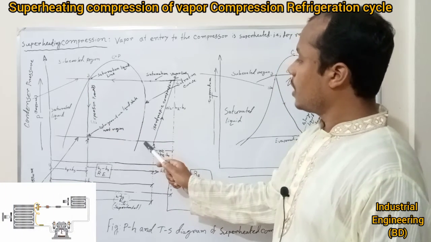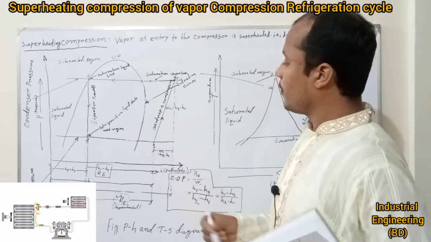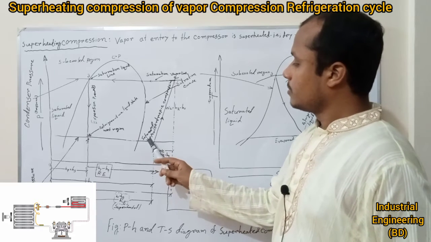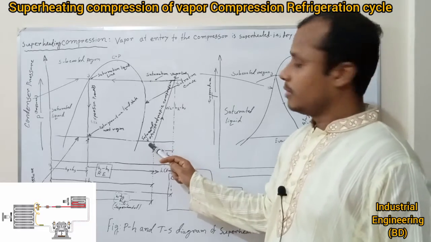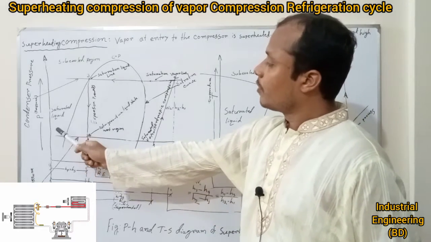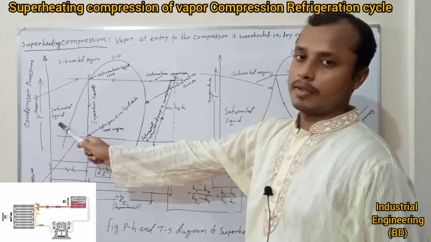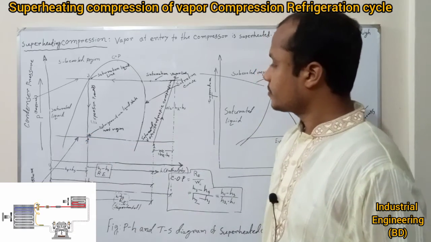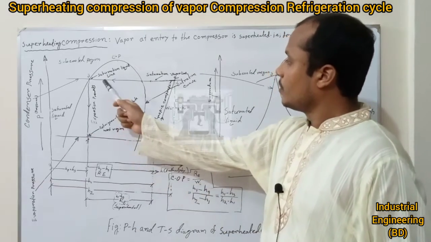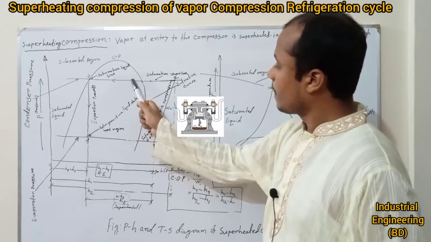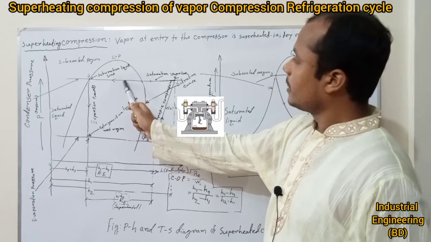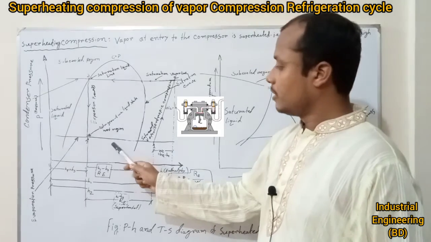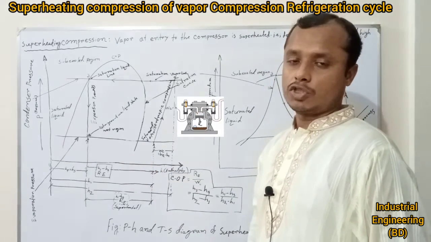Bottom right of the saturation curve is saturated vapor. That is, all the refrigerant is in vapor state. Bottom left of the saturation curve is saturated liquid. That is, all the refrigerant is in liquid state. I have drawn two horizontal lines. The top horizontal line is the condensation process, and the bottom horizontal line is the evaporation process at constant pressure.